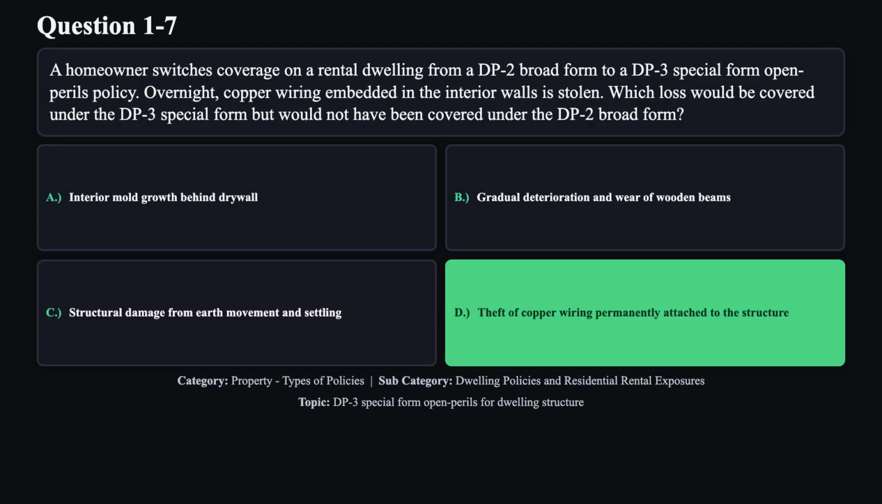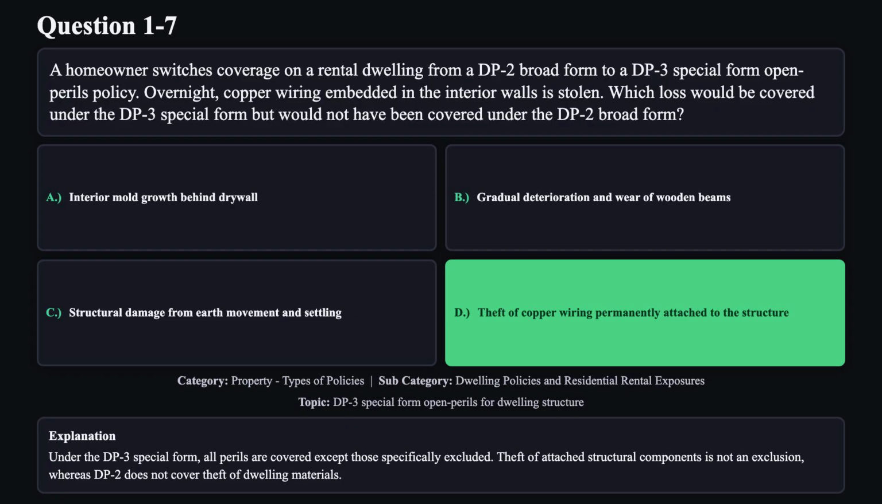The correct answer is D. Under the DP3 special form, all perils are covered, except those specifically excluded. Theft of attached structural components is not an exclusion, whereas DP2 does not cover theft of dwelling materials.